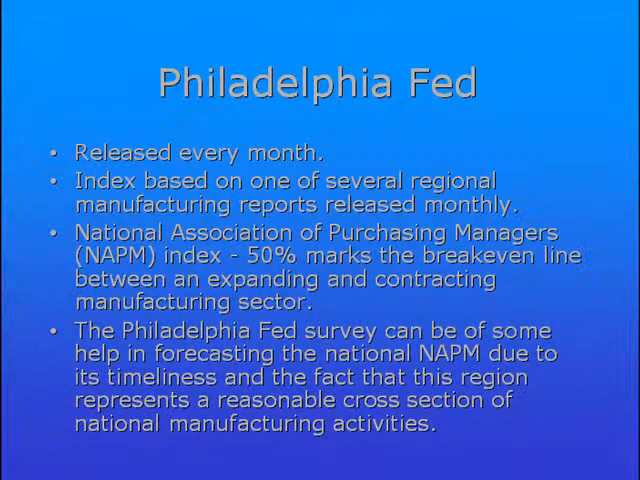The Philly Fed, released every month, is an index based on one of several regional manufacturing reports released monthly. The National Association of Purchasing Managers NAPM Index, 50% marks the break-even line between expanding and contracting manufacturing sector. The Philly Fed survey can be of some help in forecasting the national NAPM due to its timeliness and the fact that this region represents a reasonable cross-section of the national manufacturing activities.